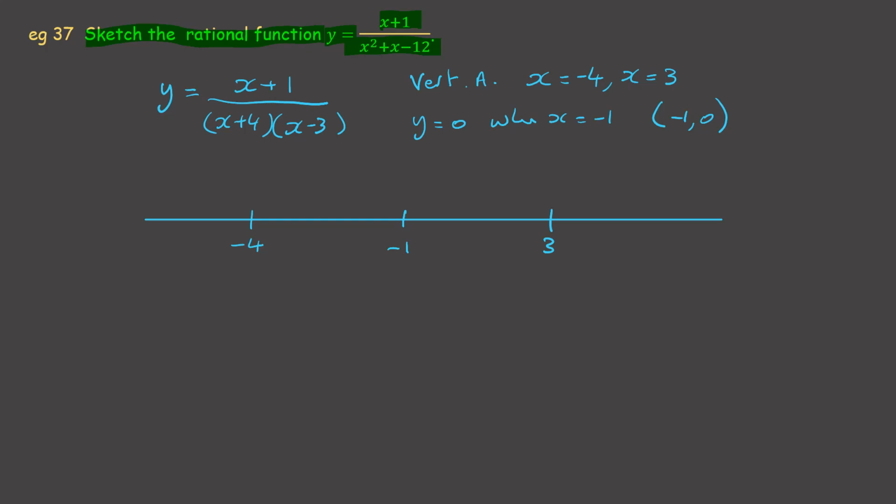So, to the left of negative 4, all three of those are negative. So we've got a negative divided by a negative times a negative. Overall, that is going to be negative. Between negative 4 and negative 1, we're going to have one of them positive, the other two negative, so it will be positive. Between negative 1 and 3, two of them will be positive and one negative, so it's going to be negative. And after 3, all positive. And that tells us where the graph's going to be.